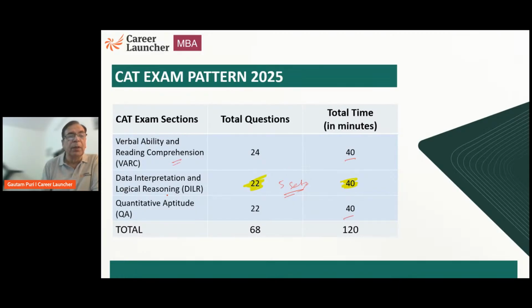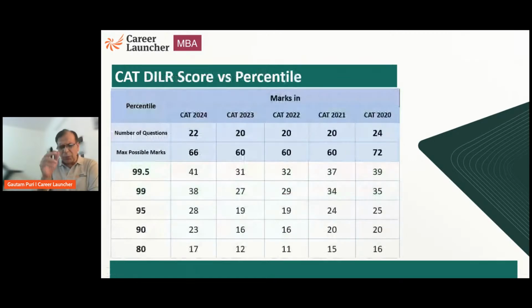The first section was verbal with 40 minutes, 24 questions. Second was DILR, that is what we are looking at today. And the third section was quant with 22 questions, 40 minutes. Now, very quickly, what is the requirement for DILR? I have always maintained when it comes to DILR, you need to do about 50% score. Your score has to be about 50% of the marks.